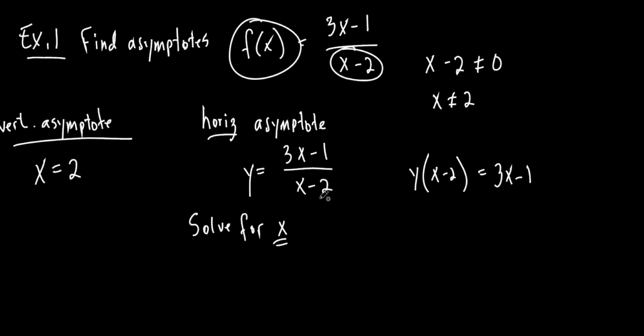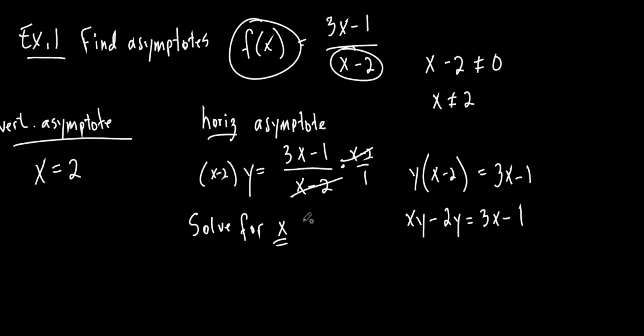Are you watching? See what I did? Watch. I multiplied this by x minus 2, and I multiplied this by x minus 2. This x minus 2 cancels, and now what do we do? I would distribute, wouldn't you? Just to try to, you'll see it works. You could write yx, but I'm going to write xy minus 2y equals 3x minus 1.